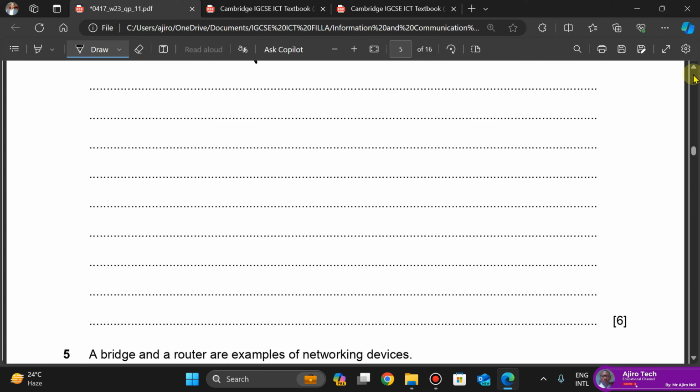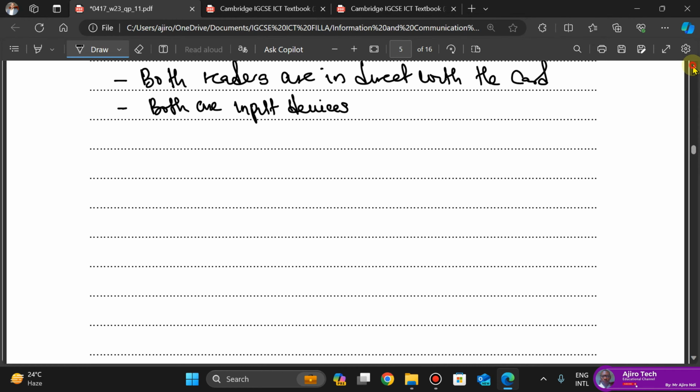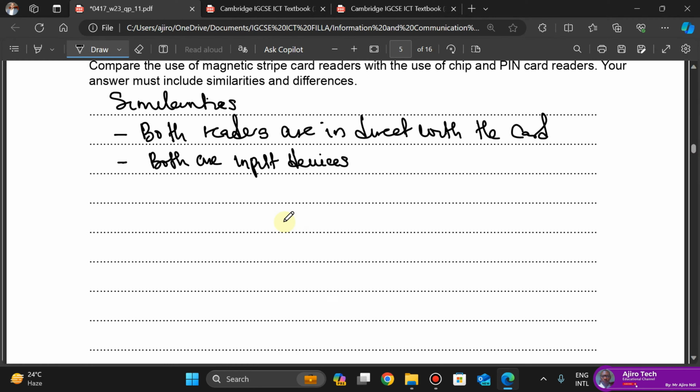Okay. So I'm just going to work with 2 similarities. That's what I have. If you know more, you can just let me know in the comment section. Okay. Let's look at differences.